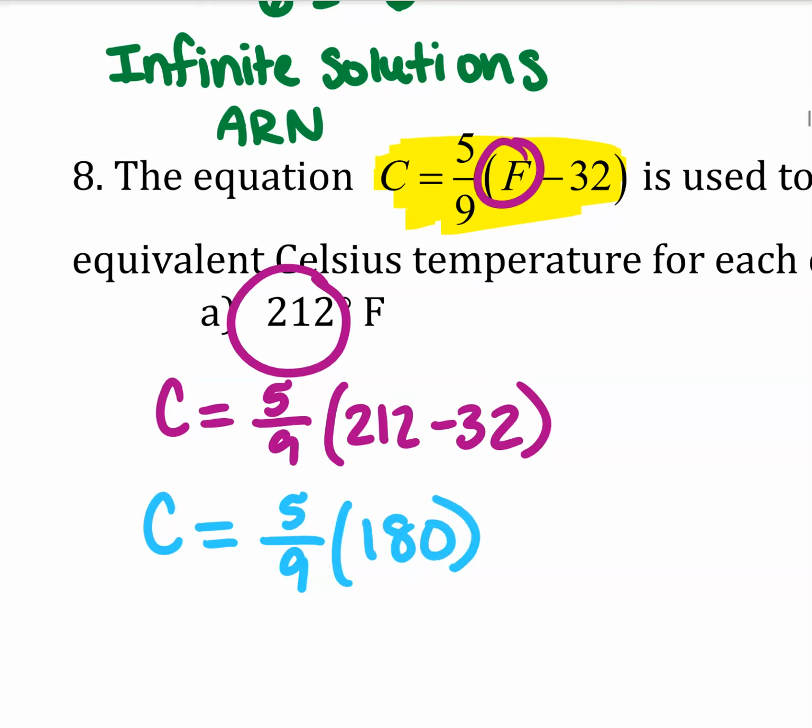Now you can multiply that. That can be done in your calculator. You can multiply that in 2 steps. It doesn't really matter. When you multiply 5/9 by 180, you should get 100 degrees. So 212 is equivalent to 100 degrees Celsius. It's pretty hot.